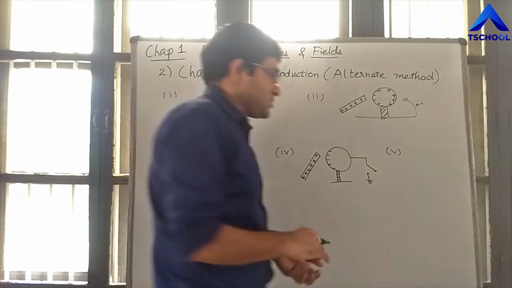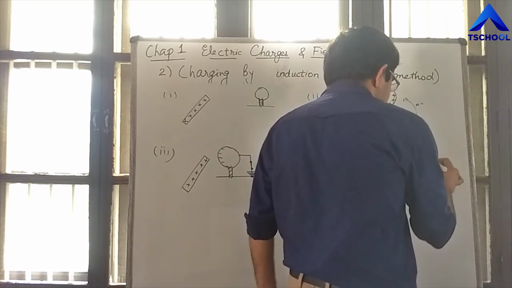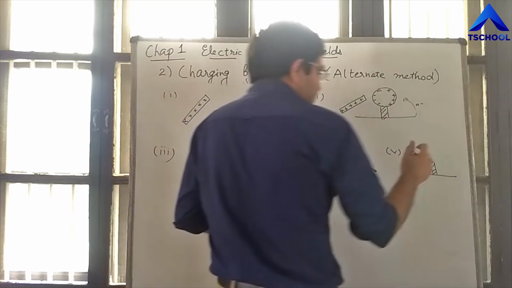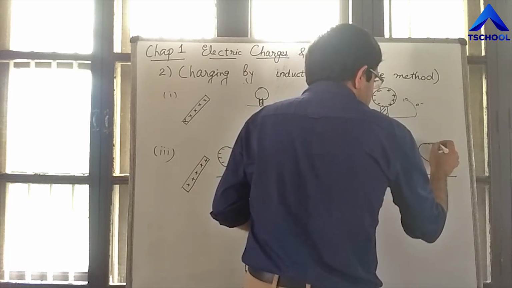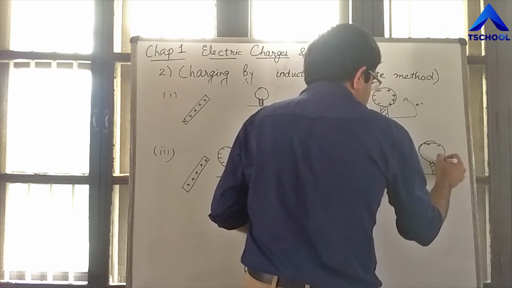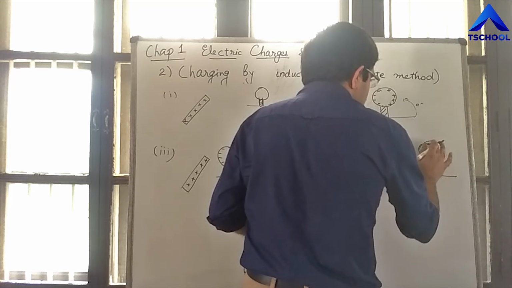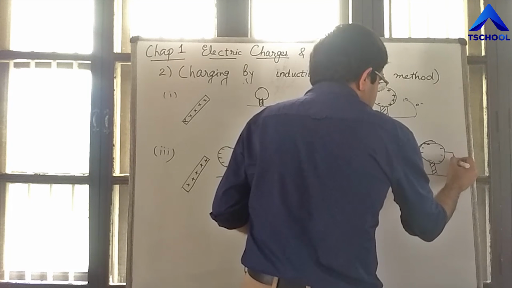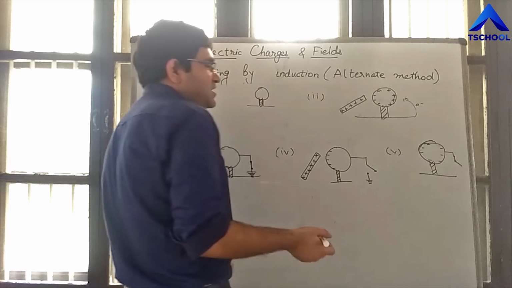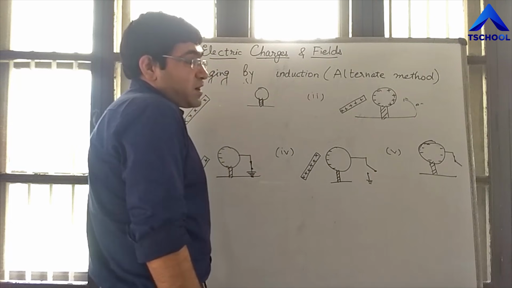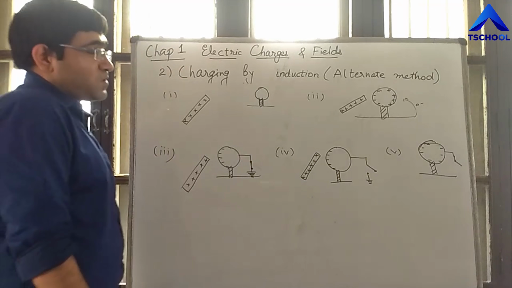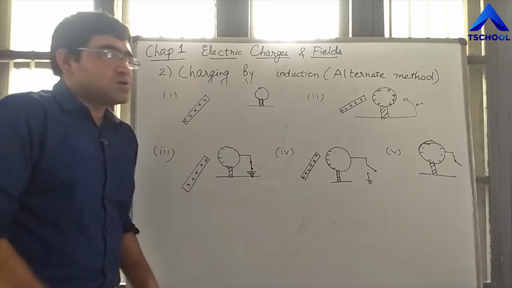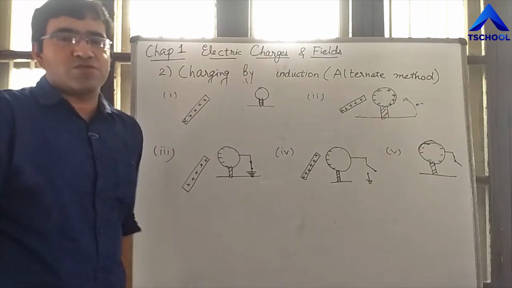Correct? So what happens is, when we remove the rod away, when we keep it away from this sphere, the negative charge will spread out on this metal sphere, but that charge will not be able to go anywhere. So ultimately what you have is that the sphere is now negatively charged, right? So you can see that's the whole alternate method.